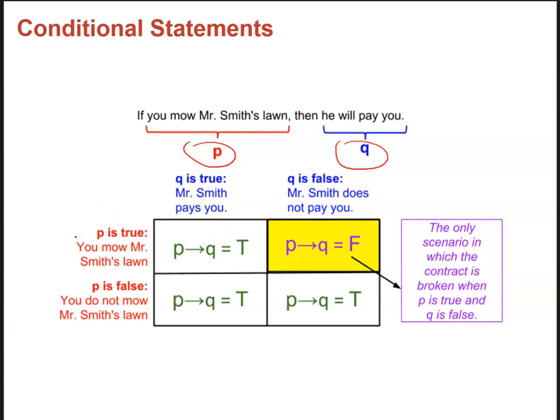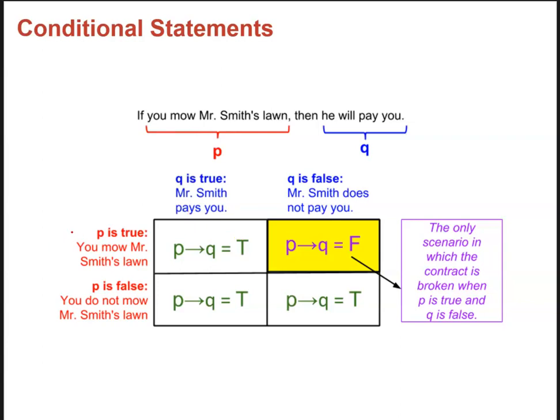Now this is a table where P is true, which means that you mow Mr. Smith's lawn, and if you do not mow Mr. Smith's lawn, then P is false. And this is Mr. Smith paying you. Q is true means Mr. Smith pays you, and Q is false means Mr. Smith does not pay you. Now, in one of these conditions, the contract breaks. It's a bit non-intuitive, but again, think about the contract favoring the worker.